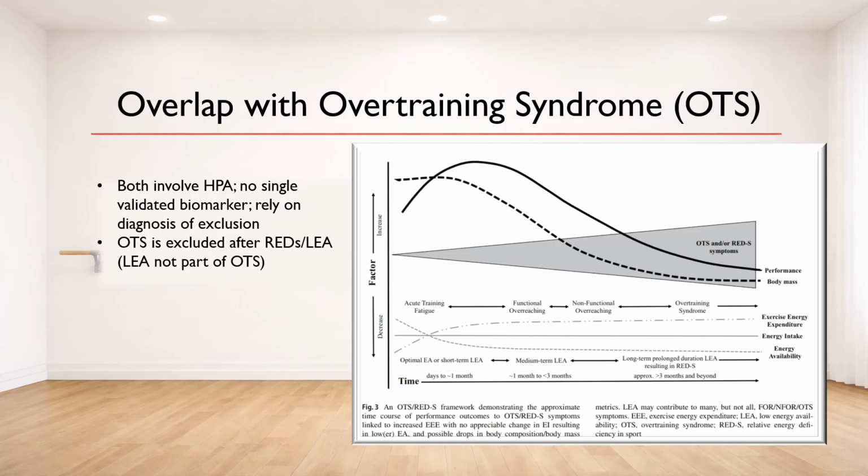Overtraining syndrome and REDS, they're both continuing to evolve semantically, but it seems most objective at this time to characterize overtraining syndrome as related to training excess as the etiology, and REDS or triad as having low energy availability as the primary etiology.